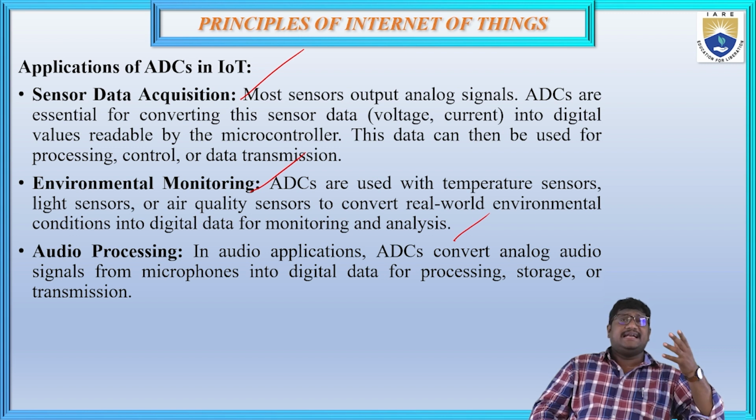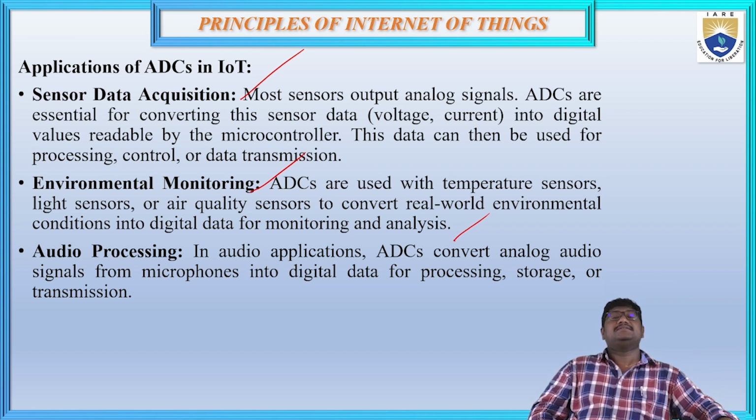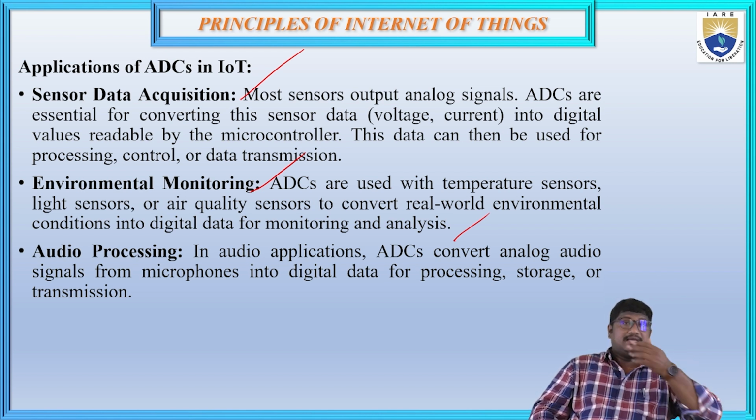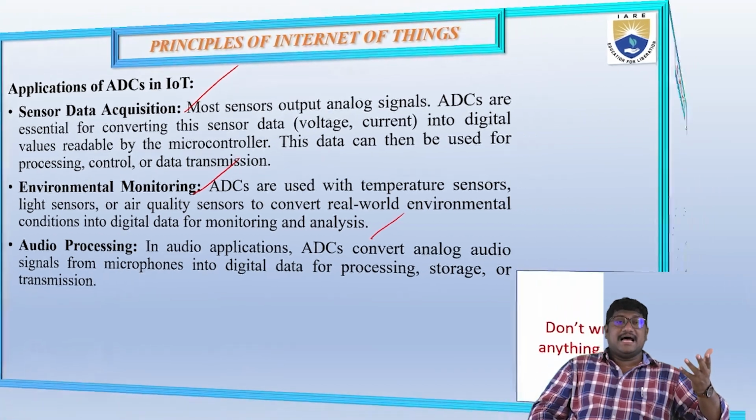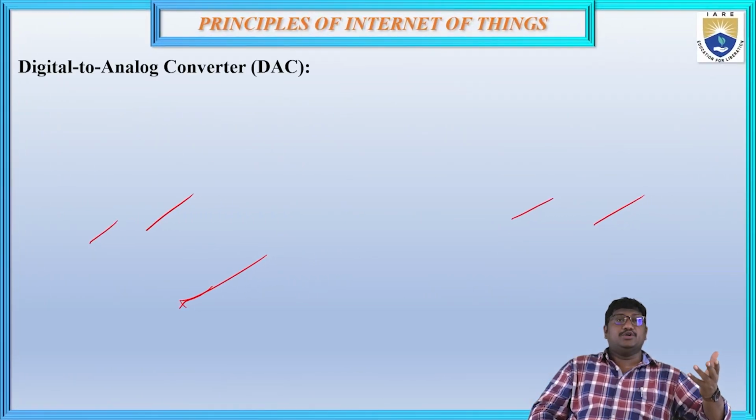By using sensors, the data is going to be collected. Most of the sensors are going to output analog signals, which is essential for sensor data where voltage or current is involved. Coming to environmental monitoring, ADCs are used with temperature sensors, light sensors, or air quality sensors to convert real-world conditions. And also audio processing. In audio applications, an ADC converts audio signals from microphones into digital data, which is used for processing, storage, or transmission. These are the applications of ADC.